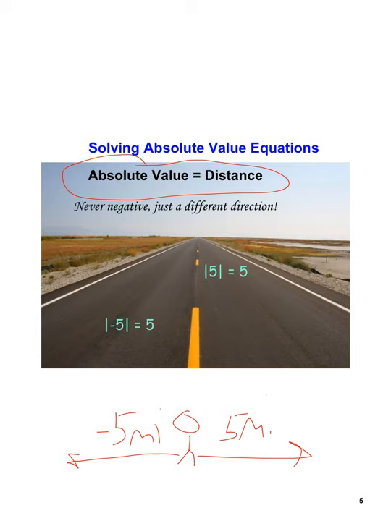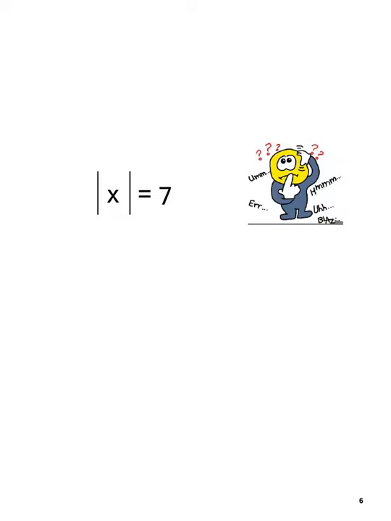It's not saying you went in the positive or negative direction. It's just saying you've moved 5 miles. Okay, so that's the big thing: the absolute value of 5 is 5, but the absolute value of negative 5 is 5, because it's really about how far you have moved. Okay, so what would this answer be? Well, the absolute value of 7 is 7, but also the absolute value of negative 7 is 7.